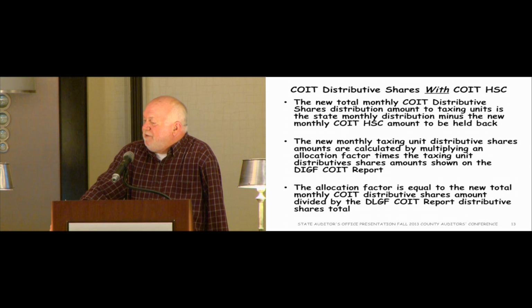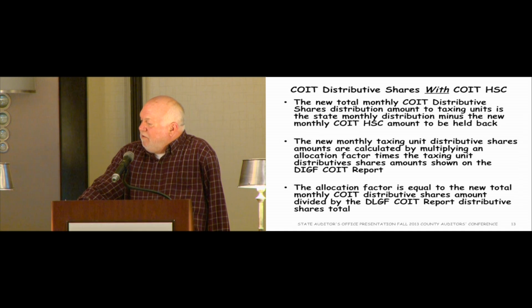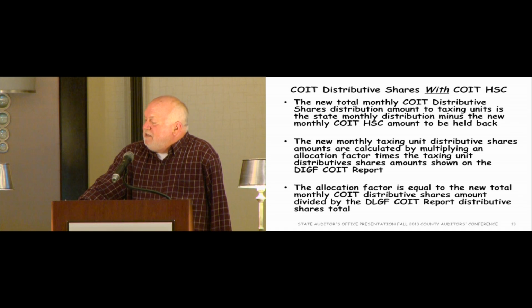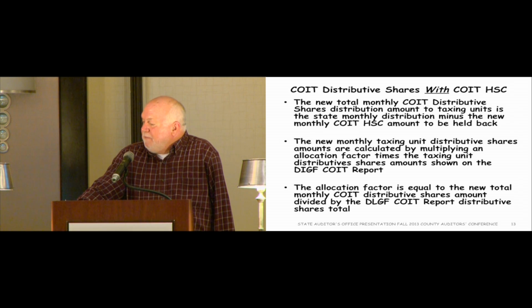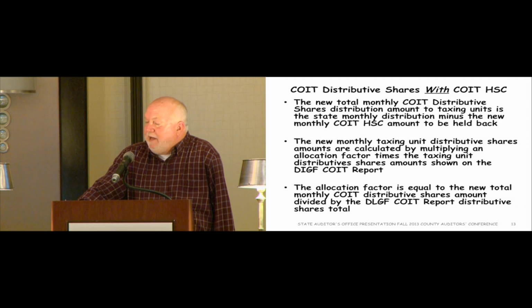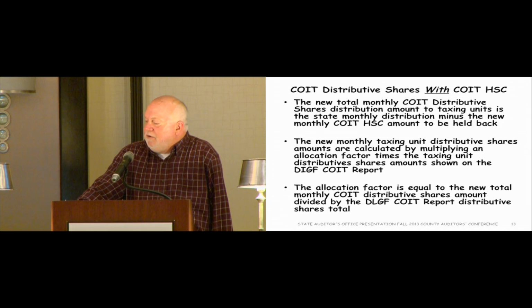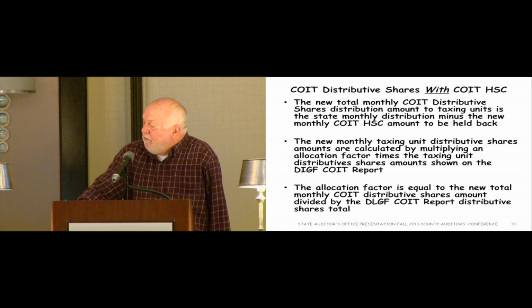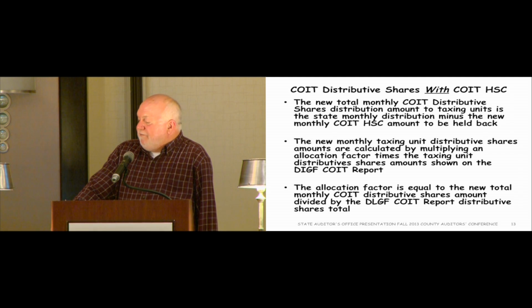And the new total monthly amount distributed to the taxing unit is the state monthly distribution minus the new monthly homestead credit amount that's being held back. And then the new monthly taxing unit distributive shares amounts are calculated by multiplying an allocation factor times the taxing unit distributive shares amounts that are shown on that COA homestead or DLGF COA report. And that allocation factor is equal to the new monthly COA distributive shares amount divided by the total of the distributive shares on the DLGF report.